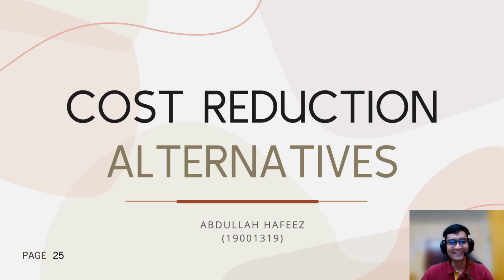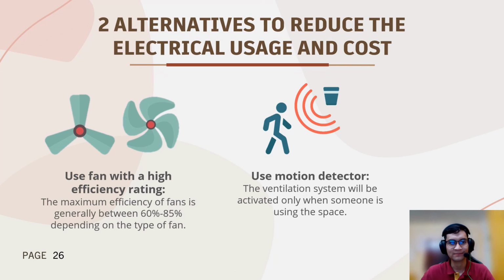Now, let's see how we can reduce the electrical usage and cost. First, use a fan with a high efficiency rating. The maximum efficiency of fans is generally between 60 to 85% depending on the type of fan. The higher the efficiency of the fan, the higher the amount of electrical energy converted into kinetic energy. Thus, less energy is used to ventilate the area. Secondly, use a motion detector. By using this sensor, the ventilation system will be activated only when someone is using the space. Thus, electrical energy will not be wasted on ventilating vacant space.